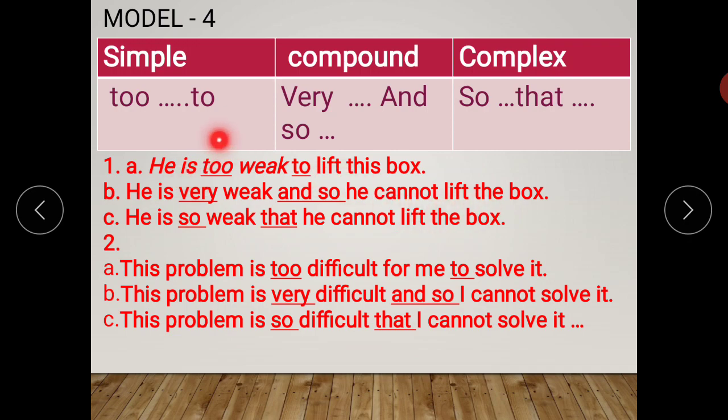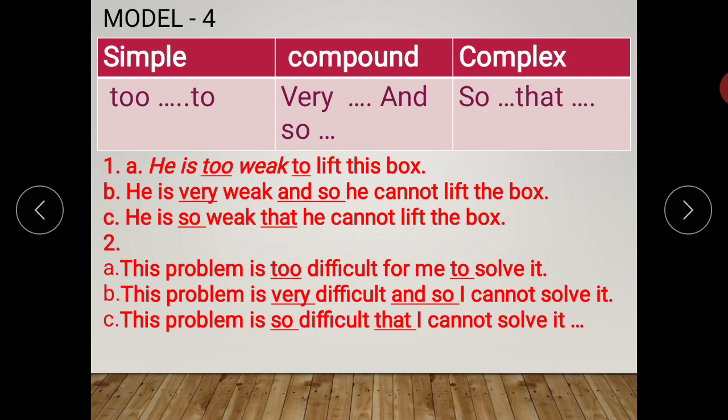If the sentence is in past tense, was, we can use could not lift. Could not lift this box. This word should be this. So is very weak, and so he cannot lift the box. So in the complex sentence, what should we do? So that he is so weak that he cannot lift the box.